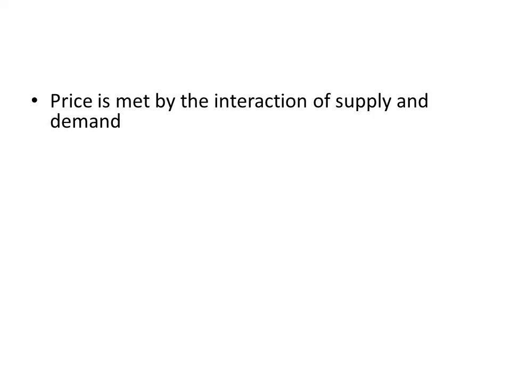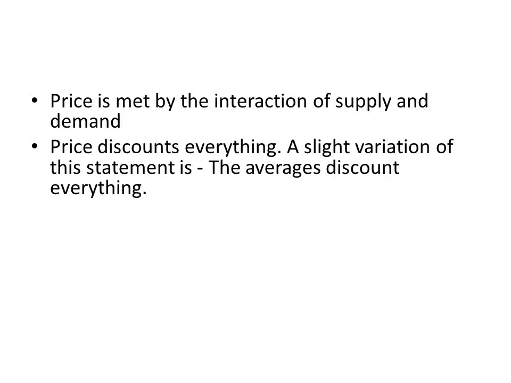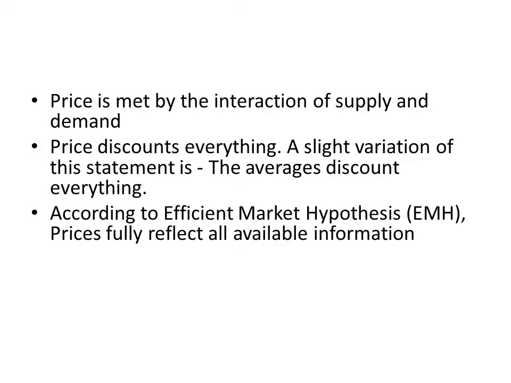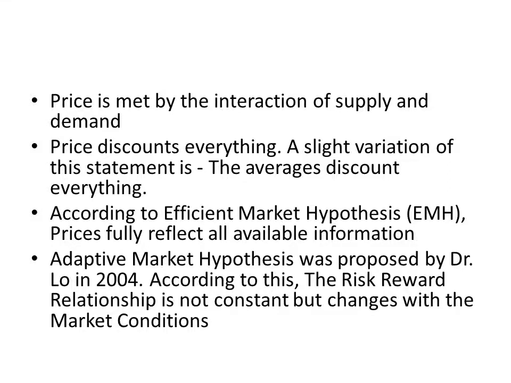Price is made by interaction of supply and demand. Price discounts everything. A slight variation of this statement is that the averages discount everything. We are going to study about this in the subsequent lectures. According to the efficient market hypothesis, prices fully reflect all available information. The adaptive market hypothesis was proposed by Dr. Lo in 2004. According to this, the risk-reward relationship is not constant but changes with the market conditions.